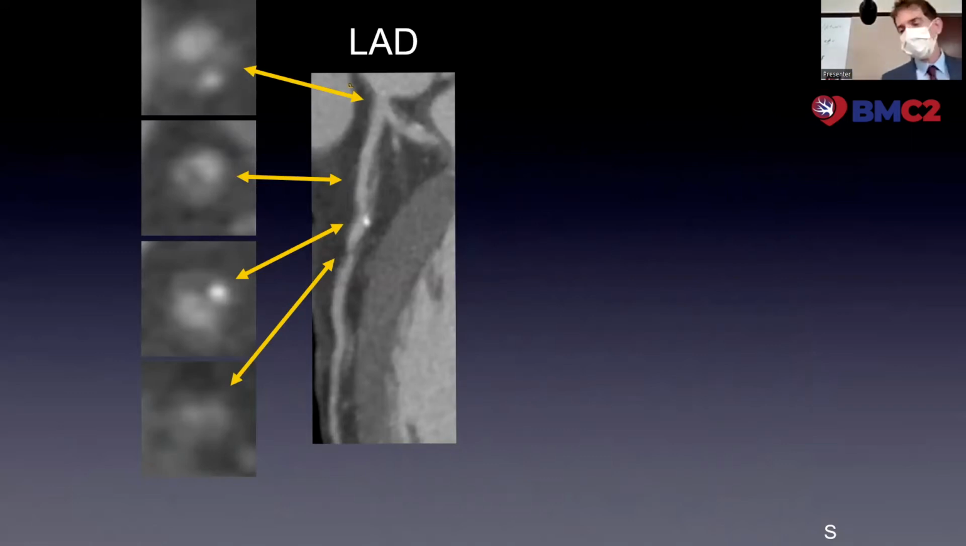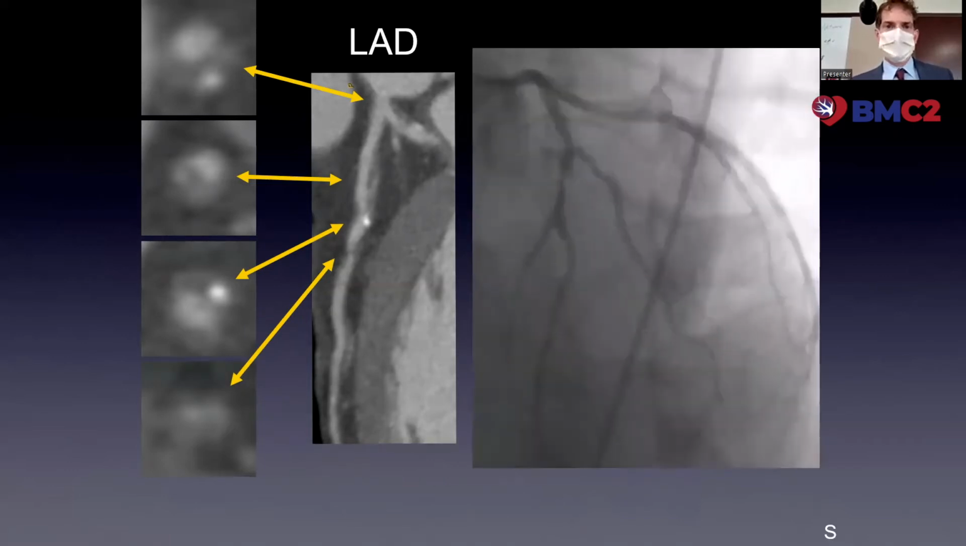So what this is showing you is that CT gives you a lot of information in addition to just looking at the lumen. You can see plaque, you can see characteristics of the plaque, and sometimes these can be really helpful. And this is what the cath showed. Very similar, very tight stenosis here in this artery.